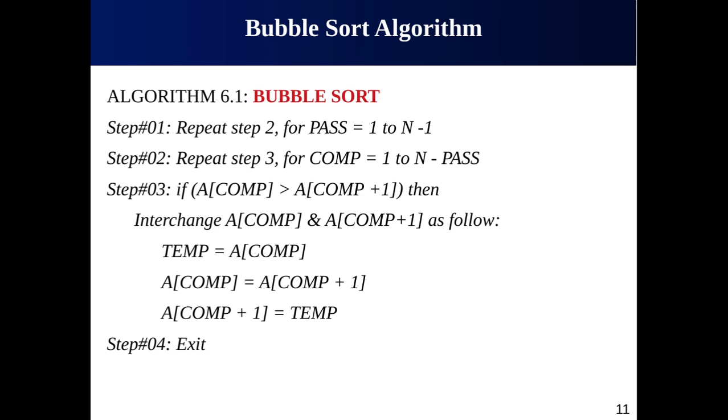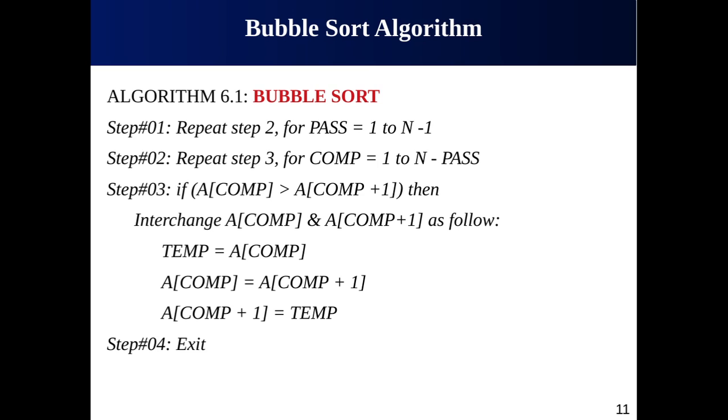N minus 1. So the for loop will start from 1 and it will repeat until the value of pass reaches n minus 1. Remember, we need 1 less comparison. So in this case, you can see that we are actually doing 1 less comparison. And then step number 2, another loop, another for loop.